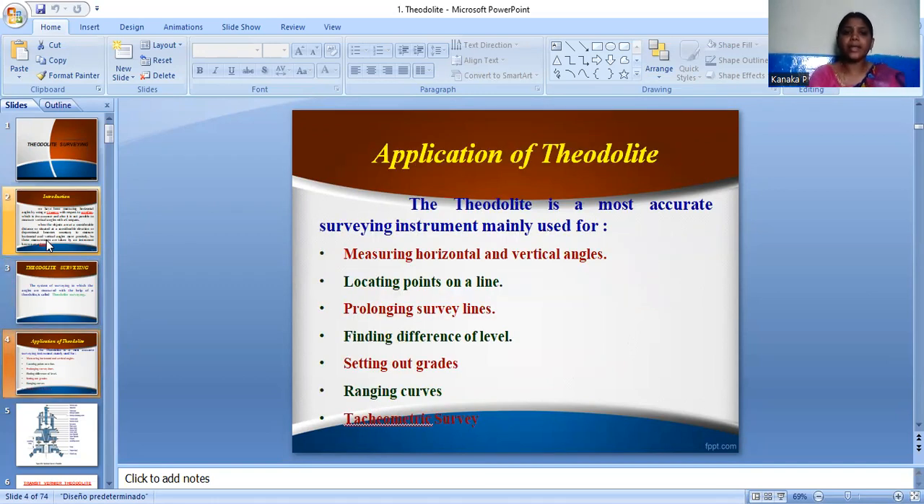Application of the theodolite. The theodolite is the most accurate surveying instrument. It is mainly used for measuring horizontal and vertical angles, locating points on a line, prolonging survey lines, finding the difference of levels, setting out grades, ranging curves, and tachometric survey.